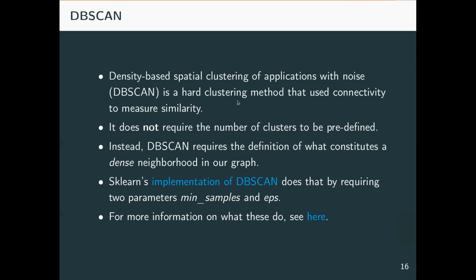Again, it's a hard clustering method, so a data point either belongs or not to the corresponding cluster. Another good thing about DBSCAN is that it does not require the number of clusters to be predefined. So you do not need to tweak the number k of clusters or anything, but instead it just finds the best possible clusters in your data.